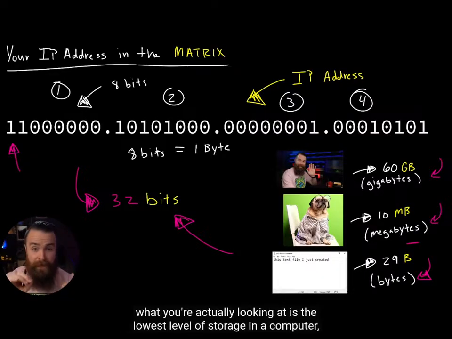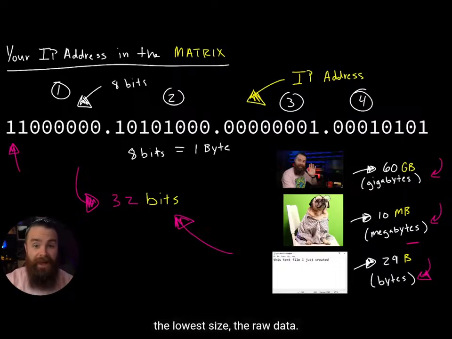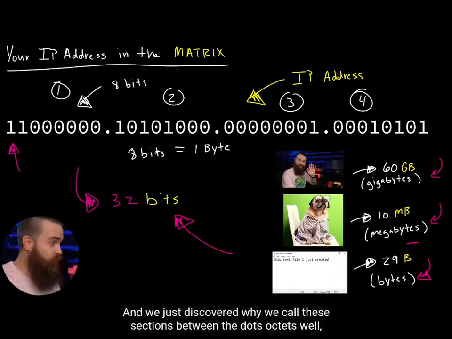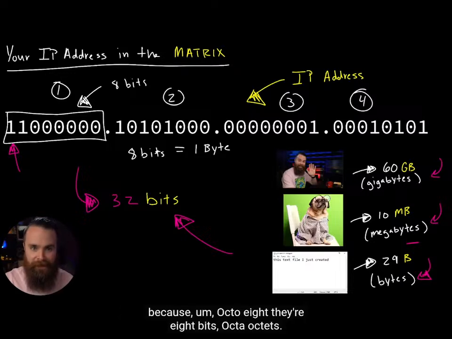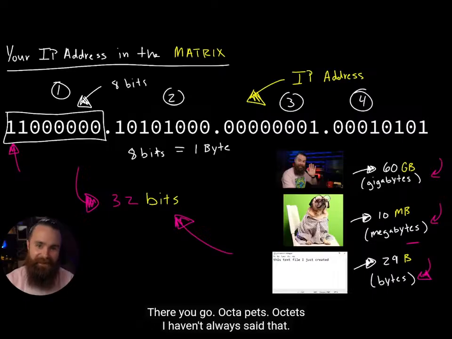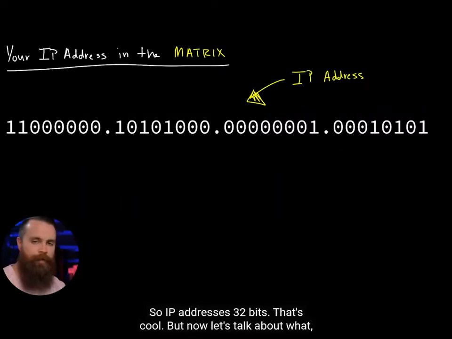So to sum this up, as you're looking at this binary number, what you're actually looking at is the lowest level of storage in a computer, the lowest size, the raw data. And we just discovered why we call these sections between the dots octets. Well, because octo, 8, they're 8 bits. Octo, octets. So IP addresses, 32 bits, that's cool.